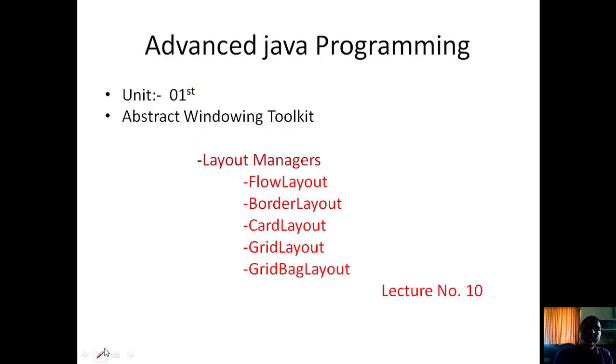We are studying Advanced Java Programming Unit First: Abstract Windowing Toolkit, Basic Controls, Applet, Panel. These things we have studied. We are now studying Layout Managers. From Layout Managers, in the previous lecture, we completed Flow Layout and Border Layout: what is Flow Layout, what is Border Layout, and how to use them. In the current lecture, we are going to study card layout and grid layouts.